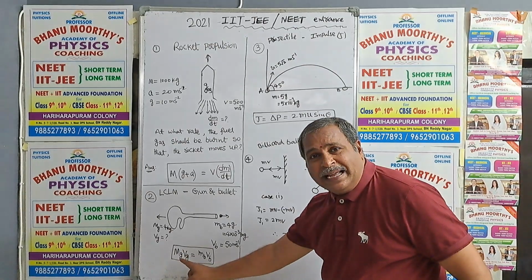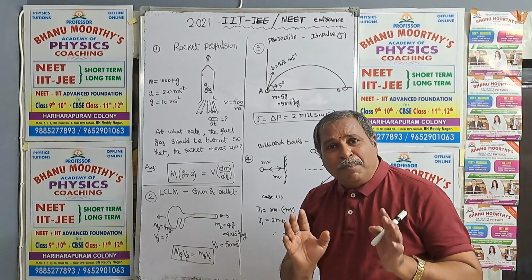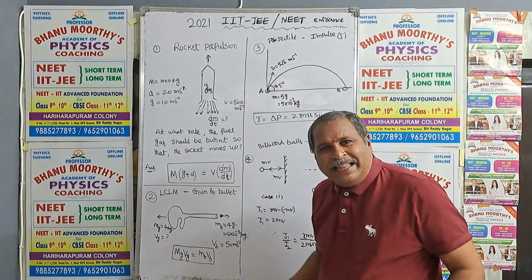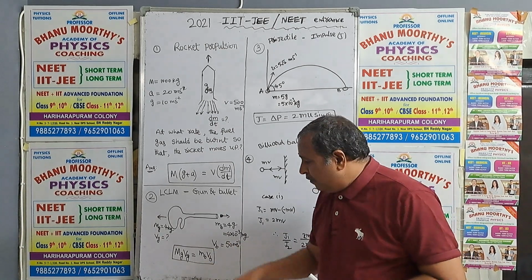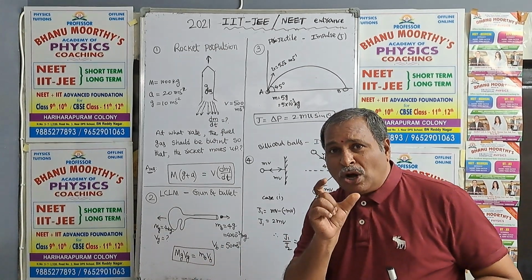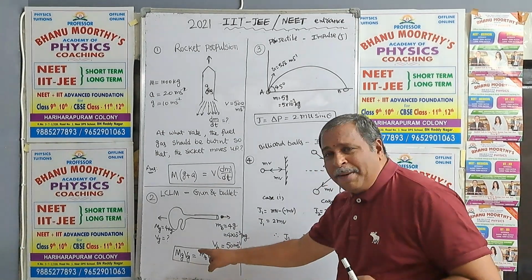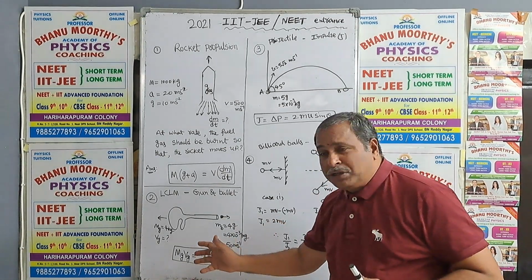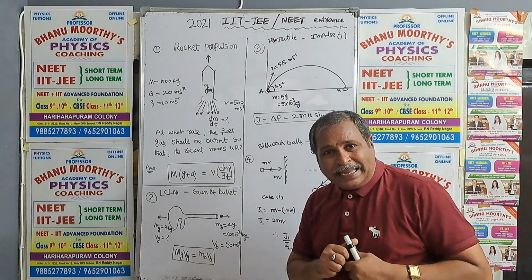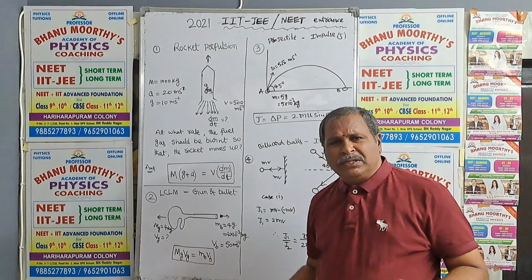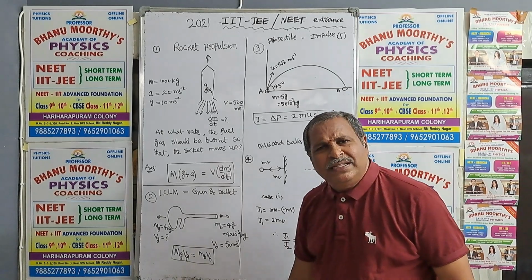So momentum of the gun is equal to momentum of the bullet. All parameters are given, and we can calculate the velocity of the gun. Very simple question. At the same time, momentum of the gun also we can calculate: mg, vg. Once we get vg, we can calculate mg vg.